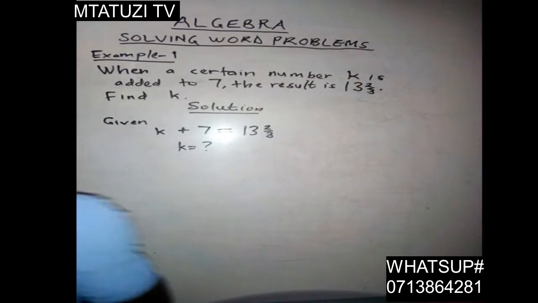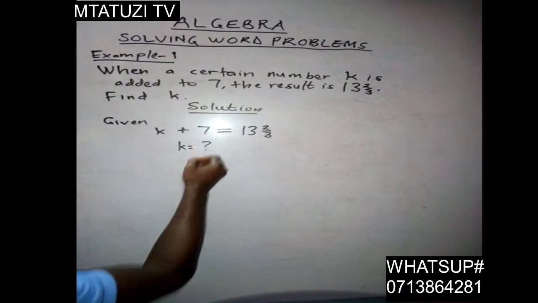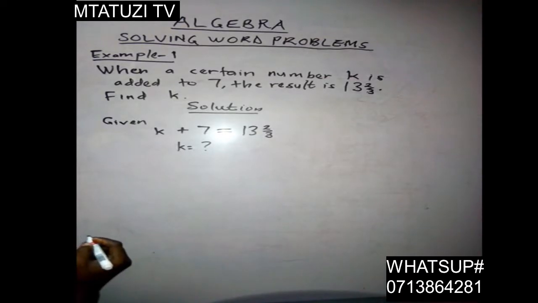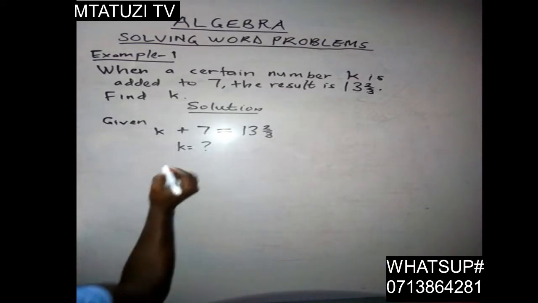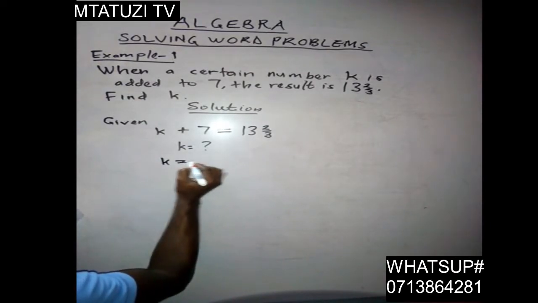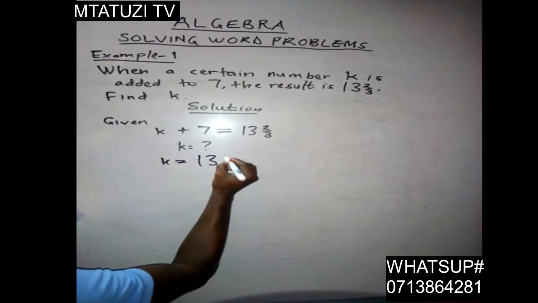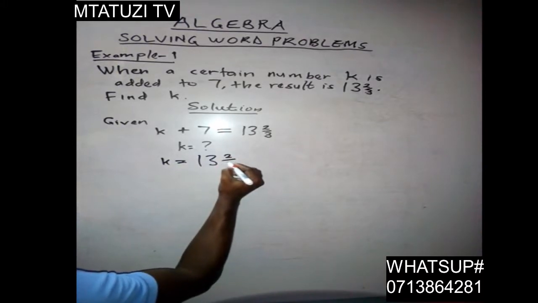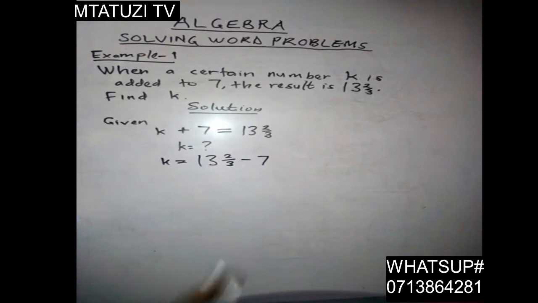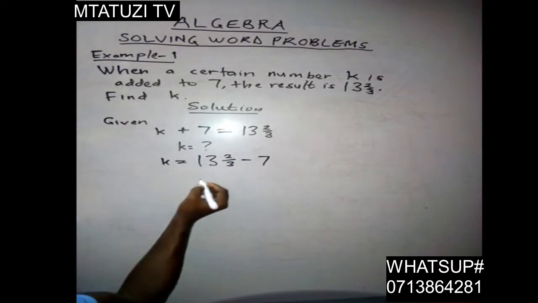Find k. Okay, now we have to solve this. It's very simple. We proceed as follows. In order to solve for the value of k, we have to shift that 7 to the side of 13 2 over 3. So therefore, we take k is equal to 13 2 over 3 minus 7. So therefore, we proceed as follows.